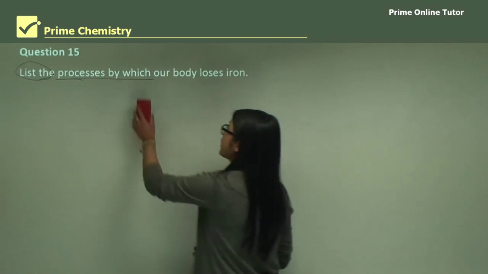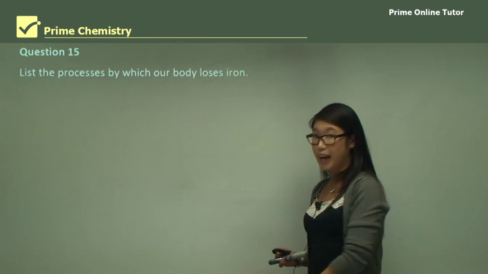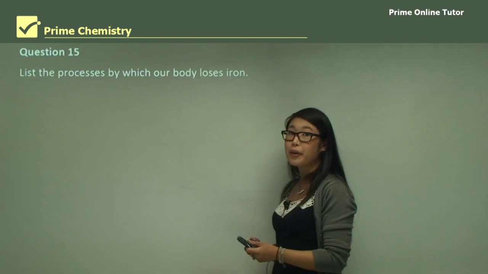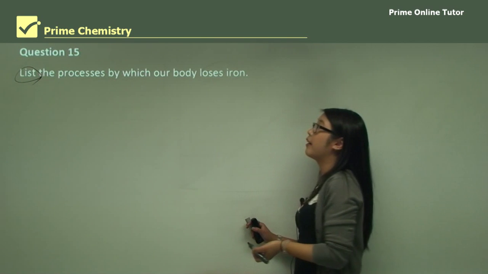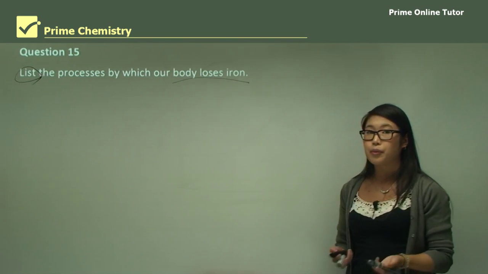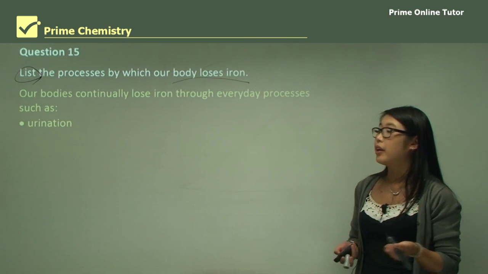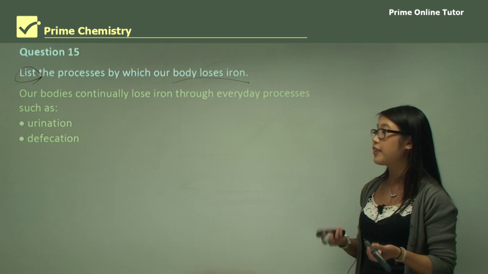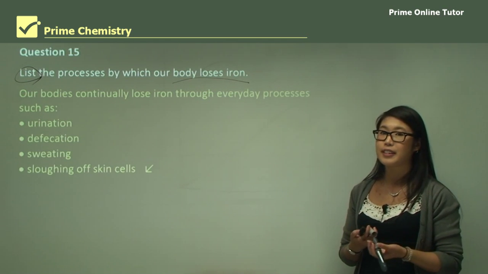Next, we'll look at question 15, which is list the processes by which our body loses iron. So here we only need to list them, so we don't need to explain or anything, how our body loses iron pretty much. So to lose iron from our body, we urinate, defecate, sweat, and get rid of skin cells, or sloughing off of skin cells.